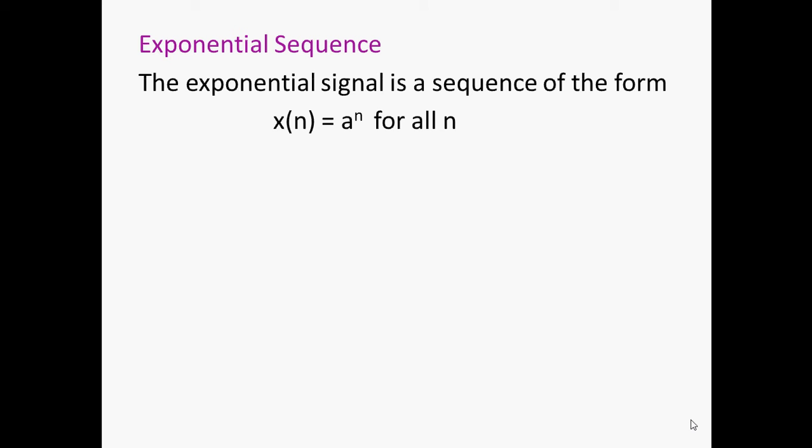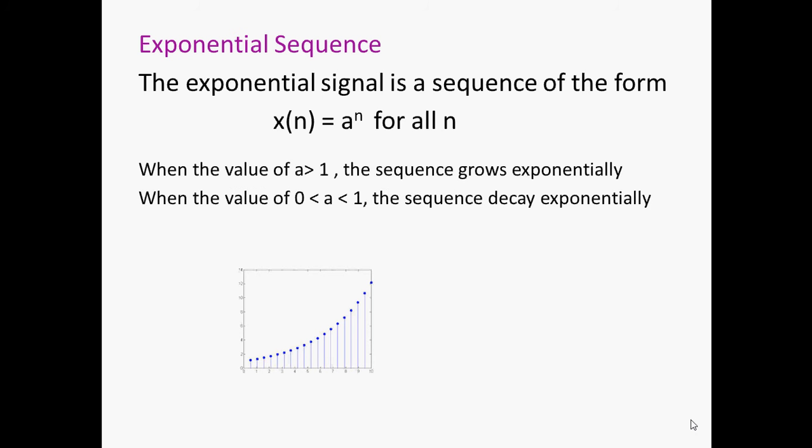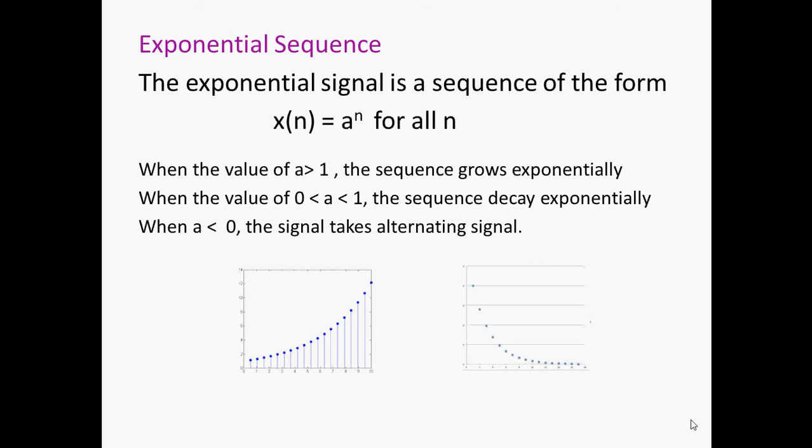Exponential sequence. The exponential signal is a sequence of the form x of n equal to a power n for all values of n. When the value of a is greater than 1, the sequence grows exponentially. When the value of a lies between 0 and 1, the sequence decays exponentially. And when a is less than 0, the signal takes alternating values.